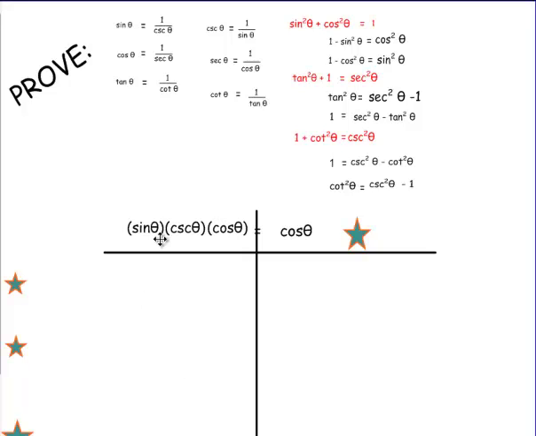I want to manipulate this so that when I do a sine times a cosecant times a cosine, all that's left is a cosine. So I'm going to start off with nothing doing with that sine. I'm going to keep it sine. But see this cosecant? Every time I see a cosecant, I can replace it with a 1 over sine. And then I'm going to keep this cosine the same.